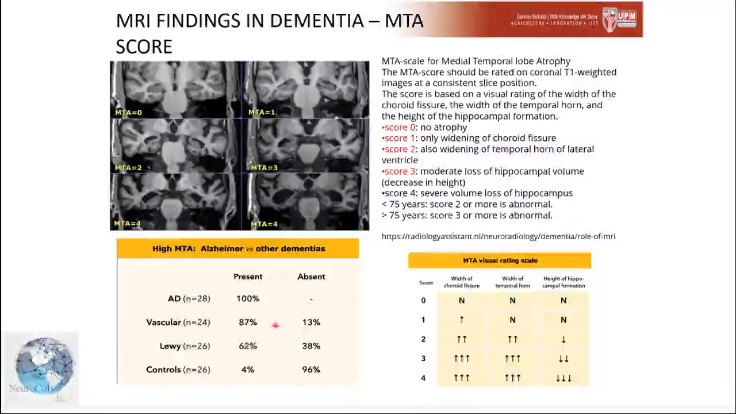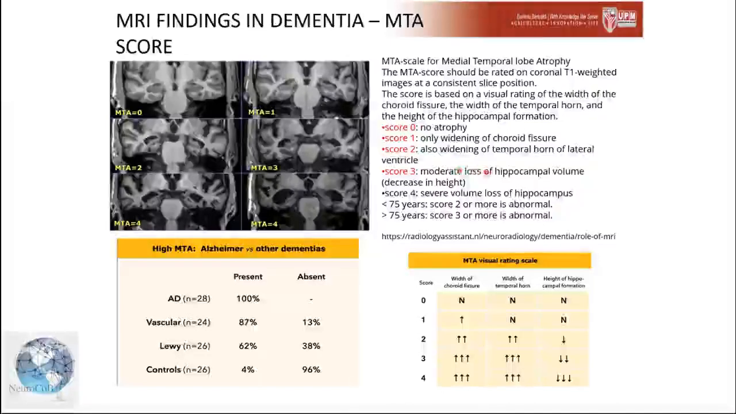Okay. So this is another score, which is the MTA score. As you can see here, MTA 0, no atrophy. MTA 1, there is a widening of the choroid fissure. MTA 2, also widening of the temporal horn of the lateral ventricle. This is the temporal horn, as compared to MTA 1 just now, which was just the choroid fissure. But MTA 2, we have the widening of the temporal horn.